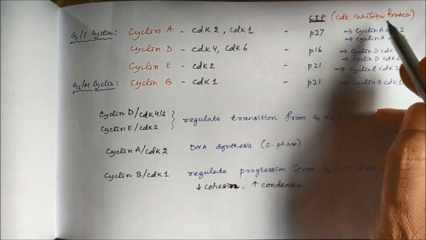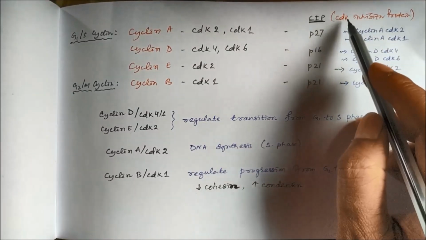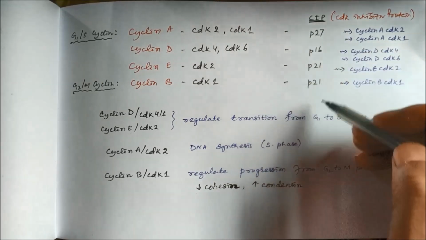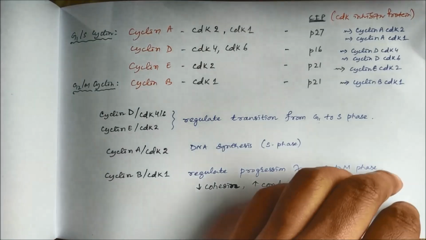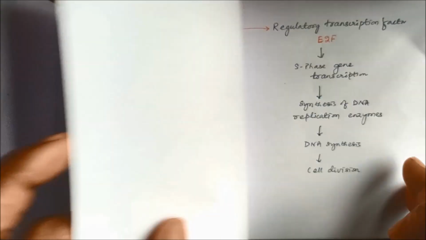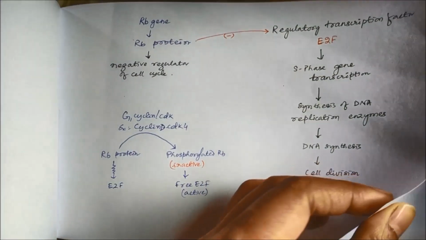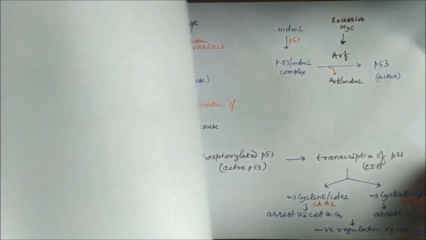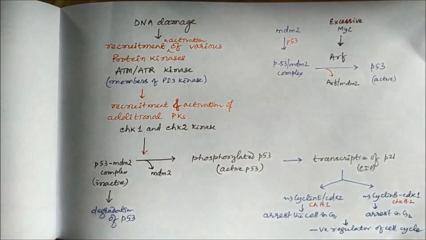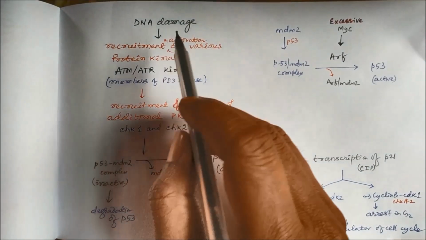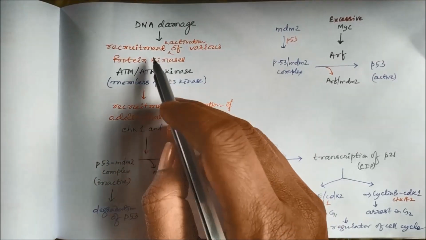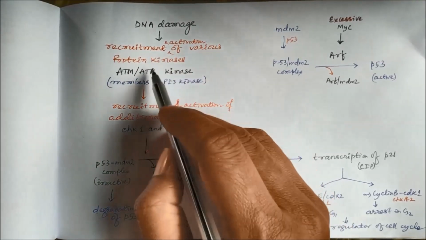And those complexes are inhibited by specific CDK inhibitory proteins. So these p27, p16, p21 are also negative regulators of cell cycle. These negative regulators act when there is excessive cell division or when there is DNA damage; in both the cases, the negative regulators start working. Let us first consider when there is DNA damage. Immediately there will be recruitment and activation of various protein kinases.